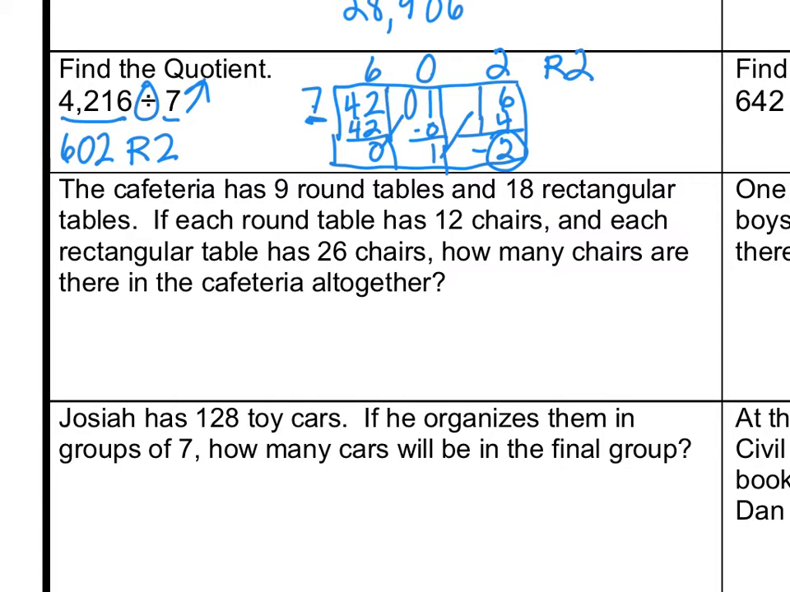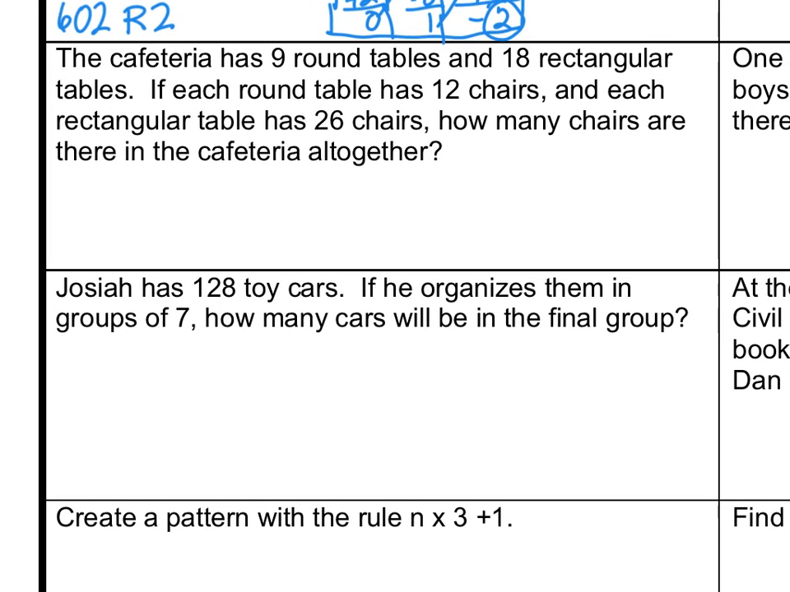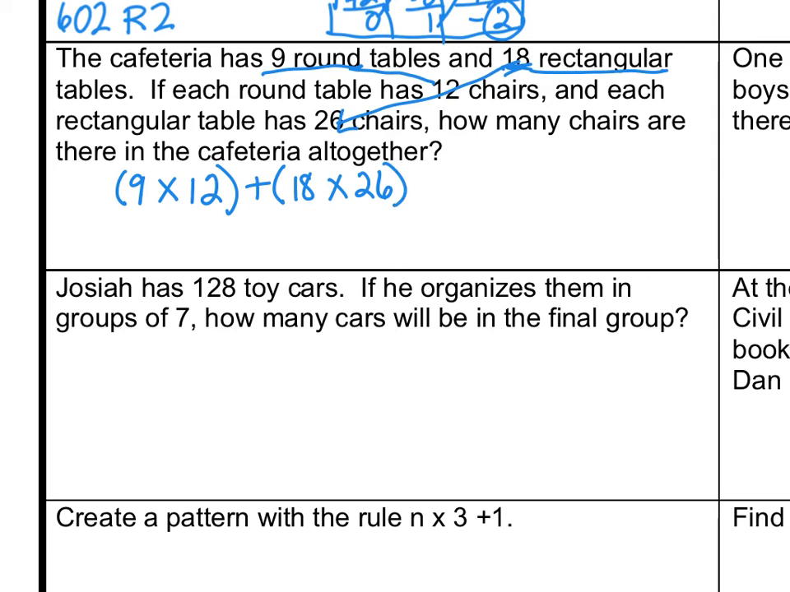Sometimes the question is about the remainder if it's a word problem, so be careful. The cafeteria has 9 round tables, 18 rectangular tables. If each round table has 12 chairs and each rectangular table has 26 chairs, how many chairs are there in the cafeteria all together? So I want you to imagine 9 rounds and they have 12 chairs. Those must be gigantic round tables, I'm just saying. And then we're going to add it to what we find for the rectangular. We've got 18 rectangular tables times every single one has 26 chairs. So we've got 2 things to do before we can tell how many chairs are all together.